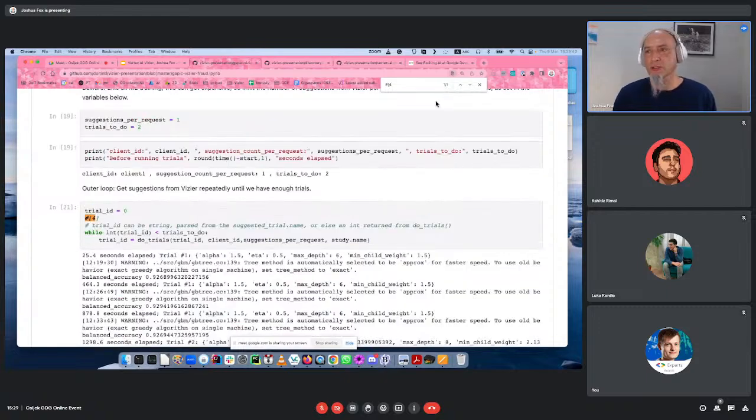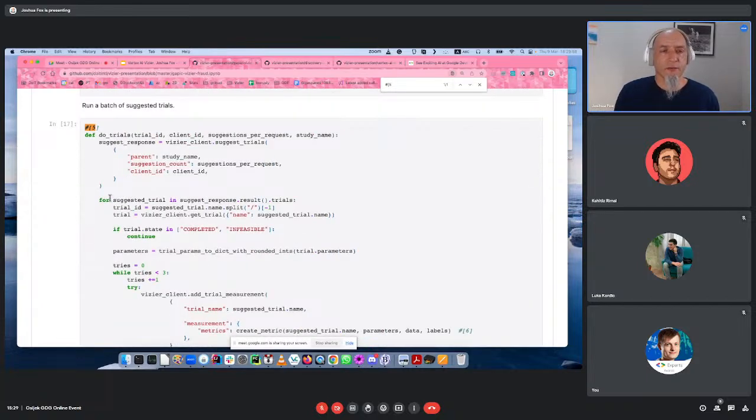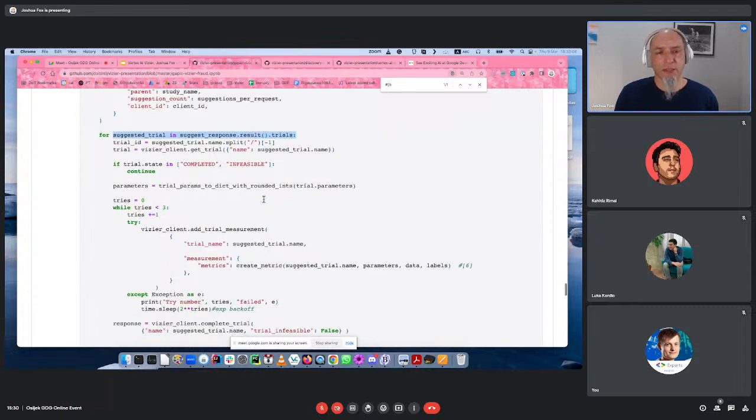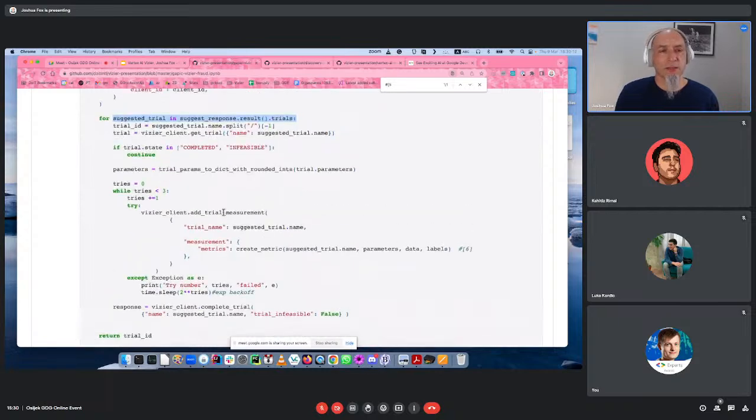And now we're going to be doing multiple trials. So here I just did a fixed number. In fact, it's just 2 to save you money. You can increase that to 20, or you can ask Vizier for advice. And we're going to do multiple loops of do trials. For suggested trial in the responses suggestions. Why multiple? Because each time you call Vizier, it suggests potentially multiple trials. So we have this loop. And we add the measurements. But what measurement? Aha.